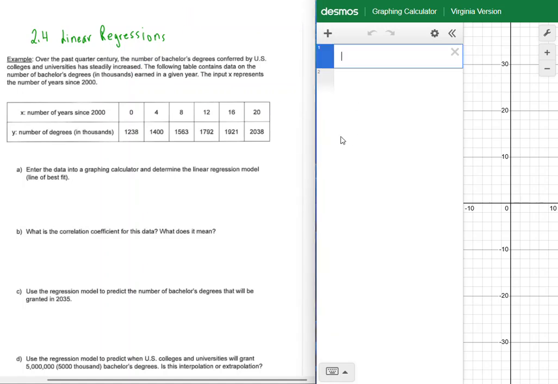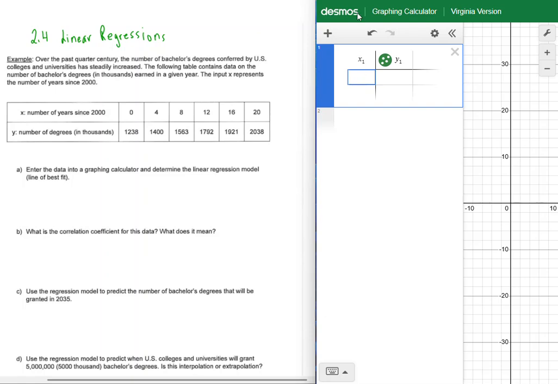All right, so step one. I'm not even going to read all of this. I'm just going to do the problem and answer the question. So we have a table. We're going to go ahead and put the table in Desmos. To put your X and Y in, you're going to press the plus button and then table, and then we're going to plug in our values.